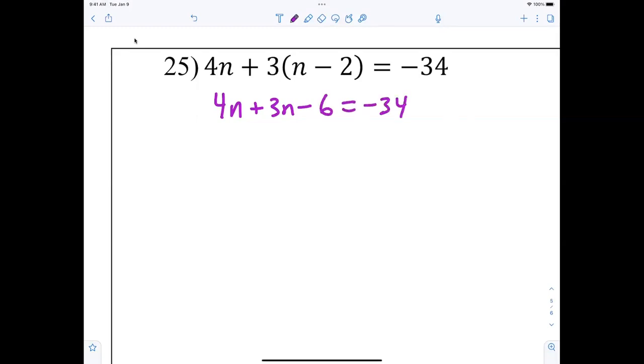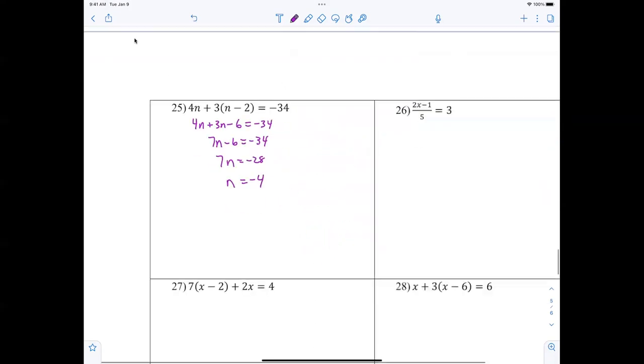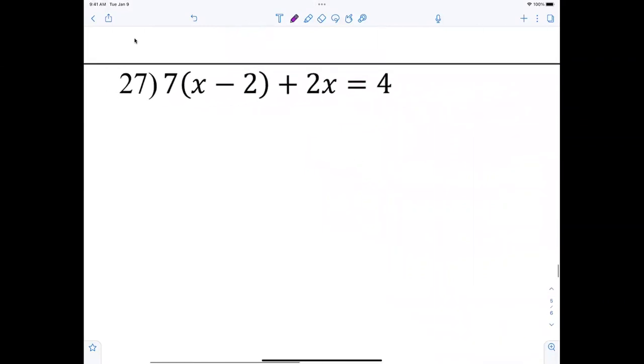Don't forget the negative. Now what? Yes. Now, oh, good job. I like that a lot. So, N equals -4. Nice work. Nice work. Very good. I'm happy with that. All right, let's knock out 27, please.